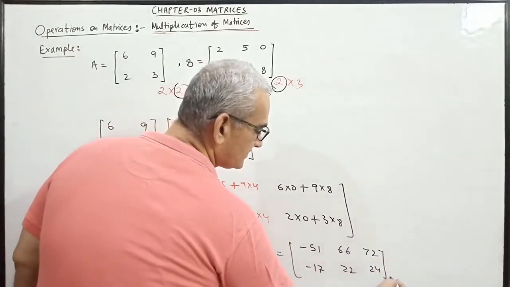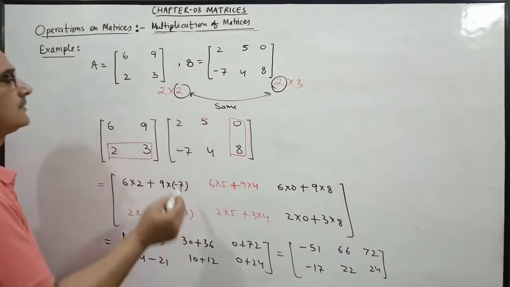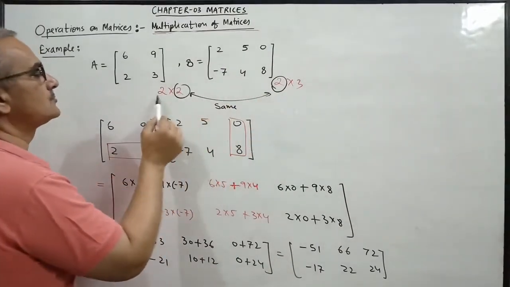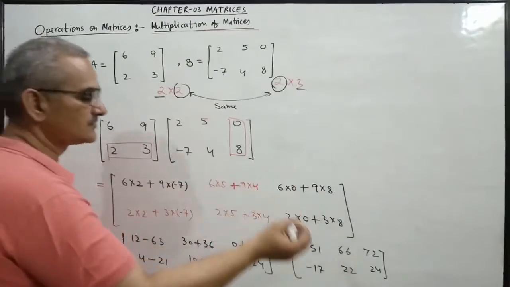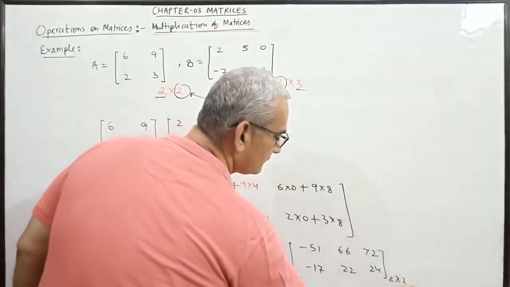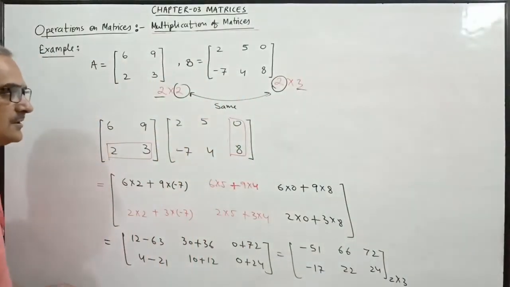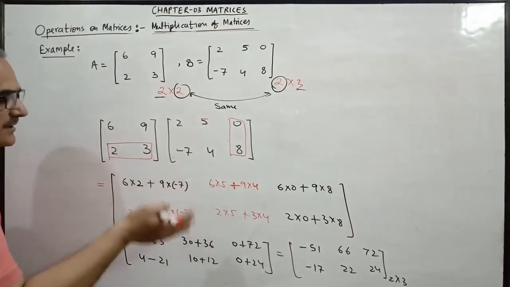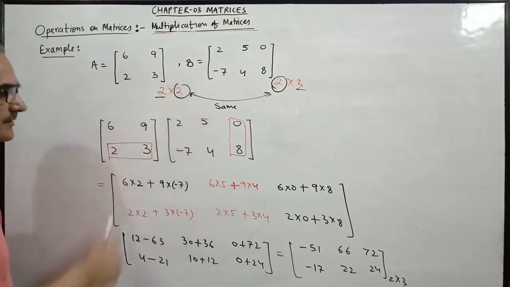And what will be the order of this matrix? Whatever is left here, 2 and 3. So 2 rows and 3 columns. So it is the matrix of 2 rows and 3 columns. I hope that this is clear to you. In this way, you can multiply 2 matrices, matrix A by matrix B.